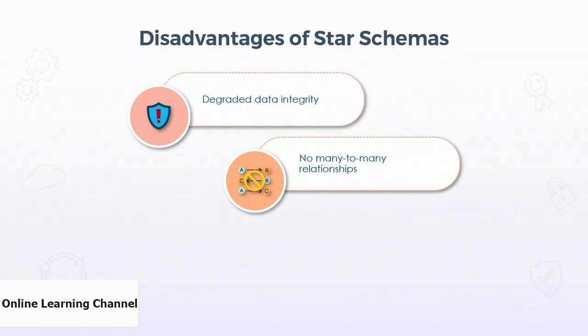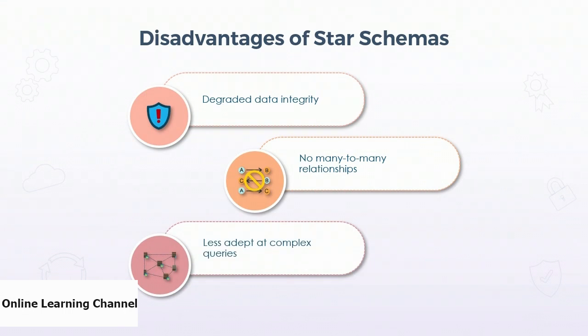With star schema, there is no way to represent this, because there can only be one value per dimension for a single fact value. Star schemas don't lend themselves well to flexible, complex queries, like you may use for more advanced data analysis.